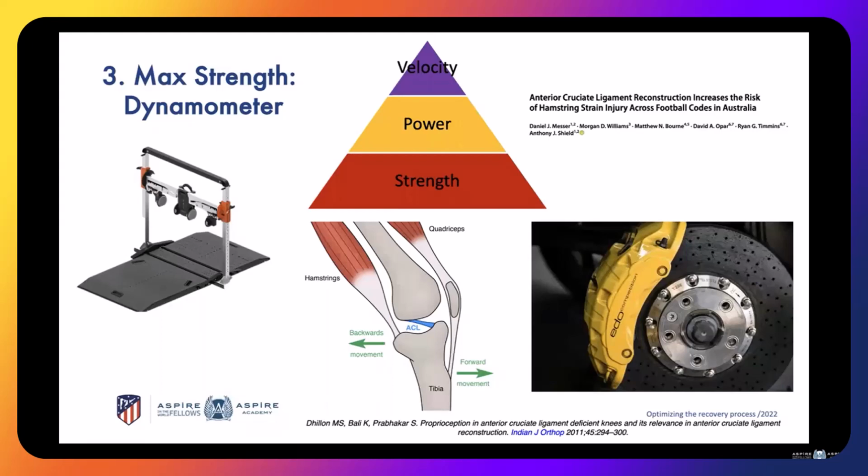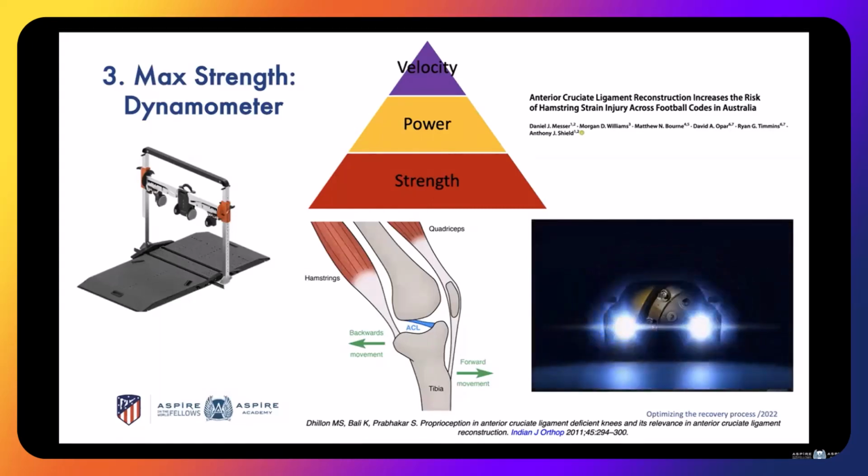It is usually said that the ACL is like the brake of the knee, but for me it's not an accurate comparison, because for me the ACL is more like the lights of the car, because it has a super important proprioceptive input, and the actual brakes are the muscles. So it's super important, now that we don't have the lights anymore, that at least our brakes work perfectly.